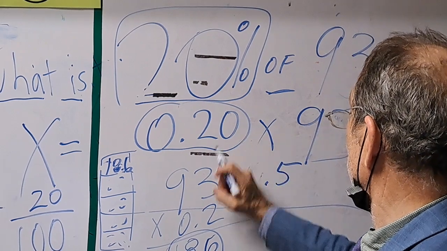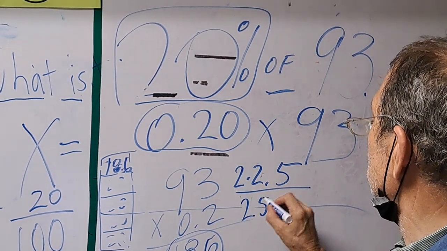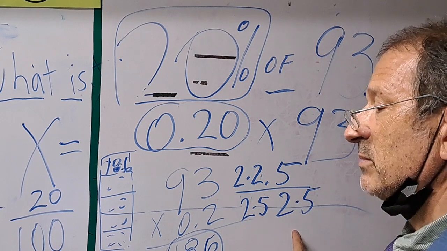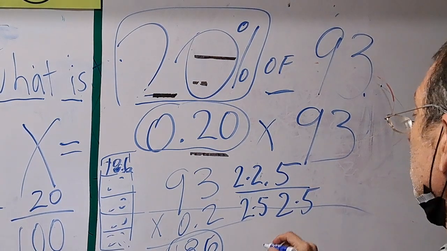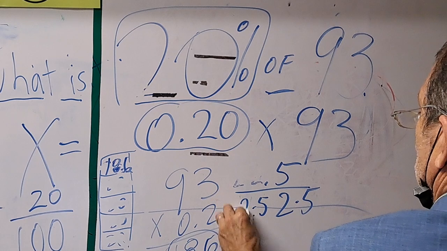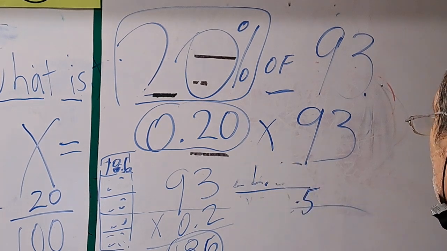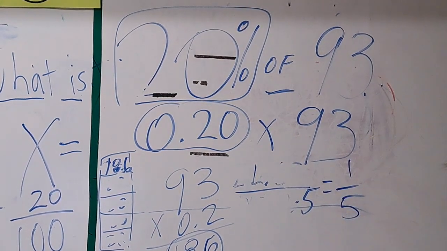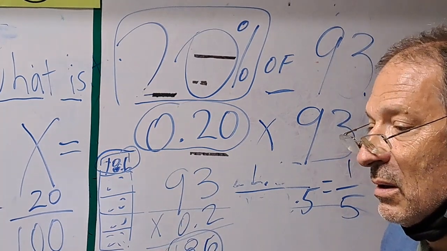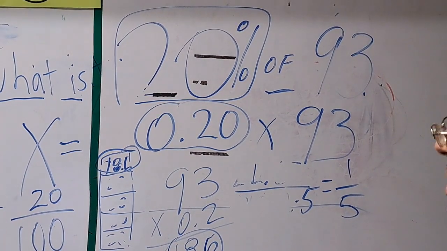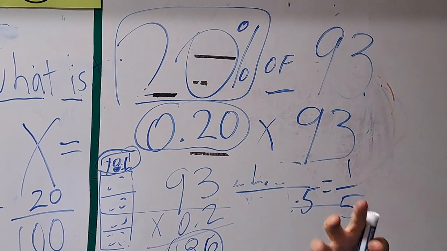And really, 4 is 2 times 2, and 10 times 10 is 5 times 2, 5 times 2. Look at this. We can get rid of the two 2s and just leave a 1 here to hold the place. We got 1/5. And that's where I got this idea: one part out of the 5 parts.